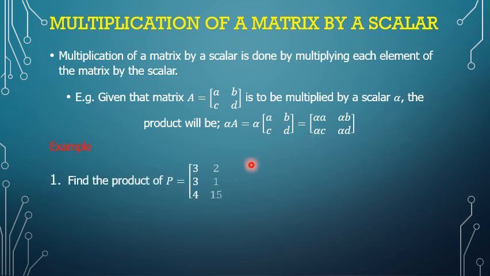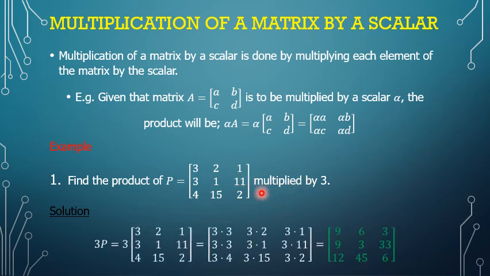Example: find the product of P, which is 3, 2, 1, 3, 1, 11, 4, 15, 2, multiplied by 3. So you have been asked to multiply this matrix by 3. It will be 3 times matrix P. Matrix P is the 3 by 3 matrix 3, 2, 1, 3, 1, 11, 4, 15, 2. This will be the same as 3 times 3, you get 9. 3 times 2, you get 6. 3 times 1, you get 3. That will be for the first row.